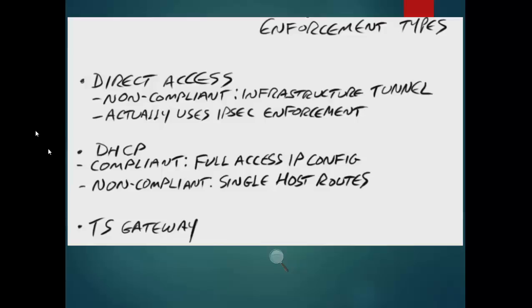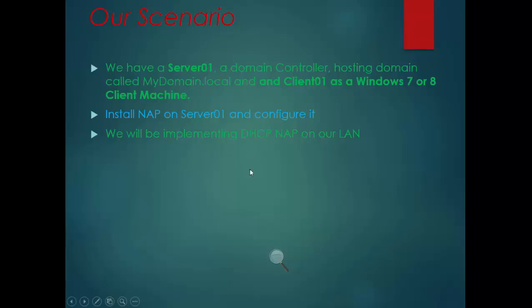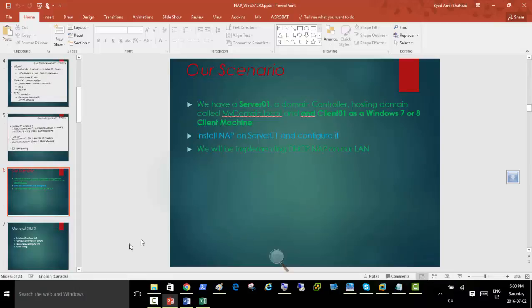So welcome to Microsoft. All right, there's a scenario. We have a server 1, a domain controller hosting a domain called mydomain.local, and client 01. Anyway, let's go for the NAP lab now and implement that.